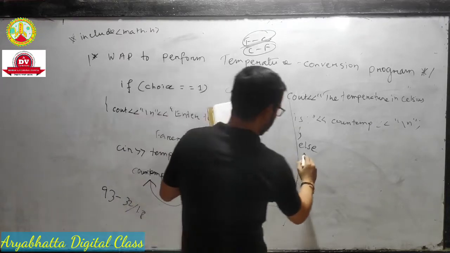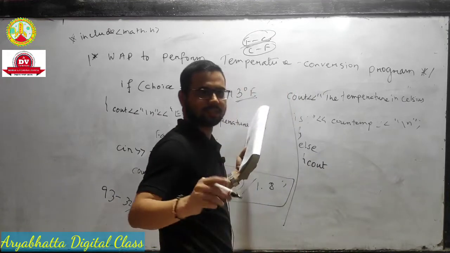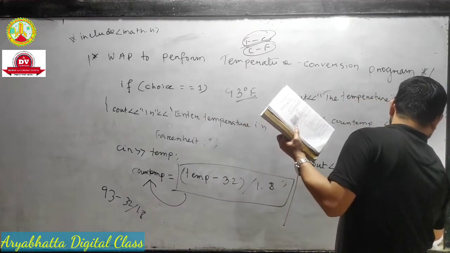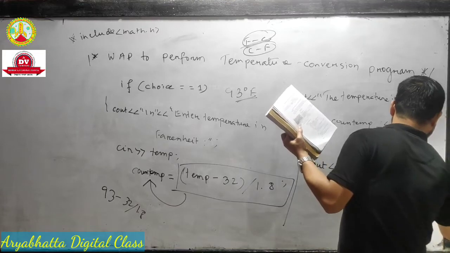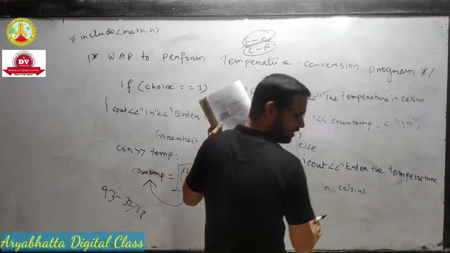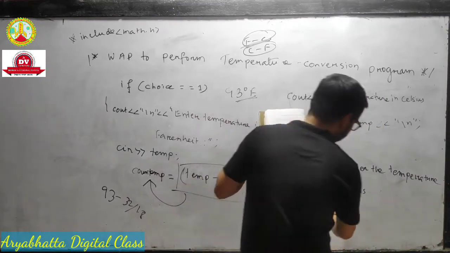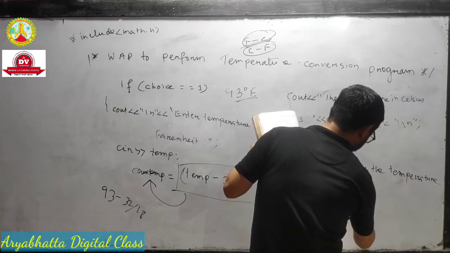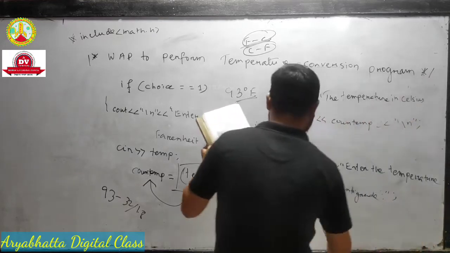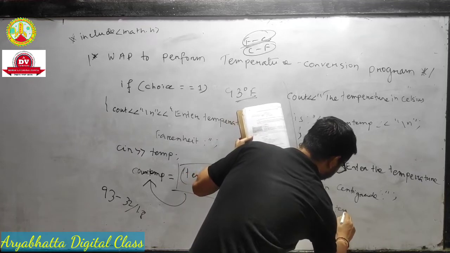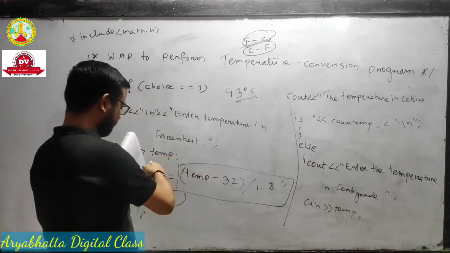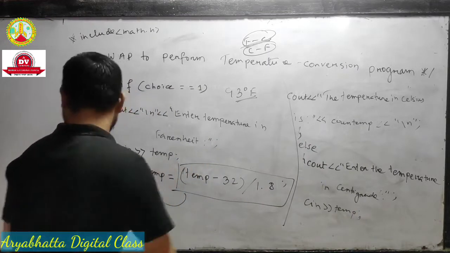Else means we have to take the input in Celsius. See the output: enter the temperature in Celsius, or you can write centigrade. Here the book writes centigrade, or you can write Celsius, same thing, Celsius, centigrade, this is the same thing. You can also write it as temperature. In the second choice we input the value in centigrade.